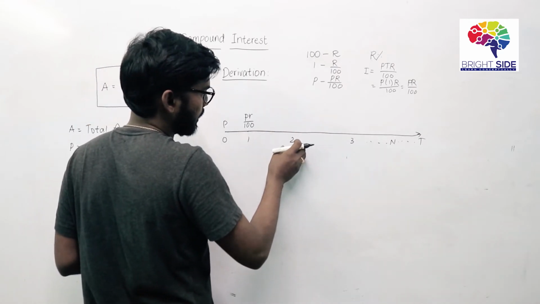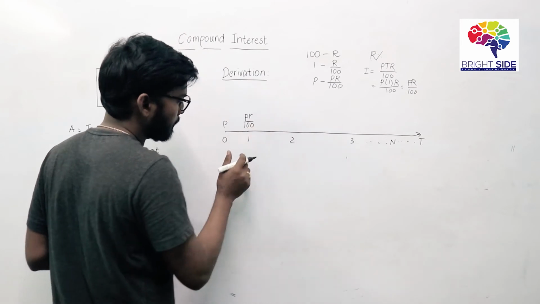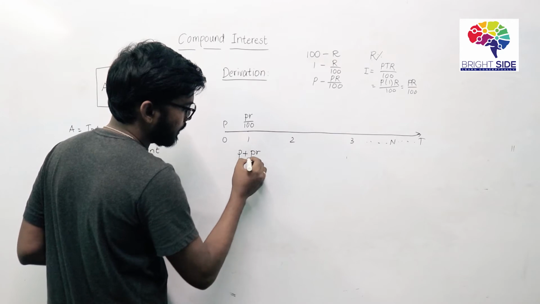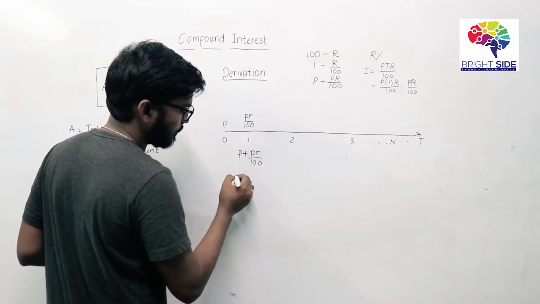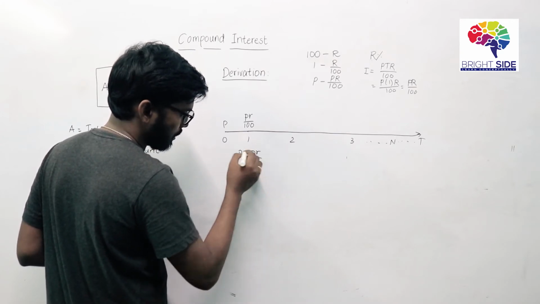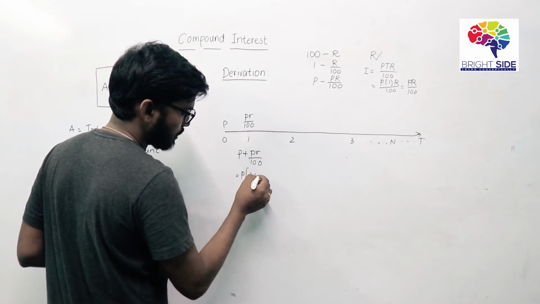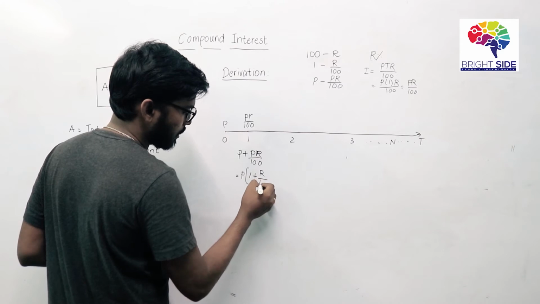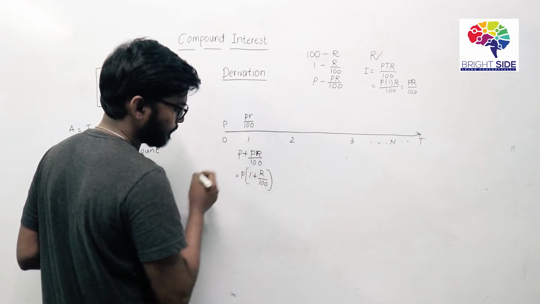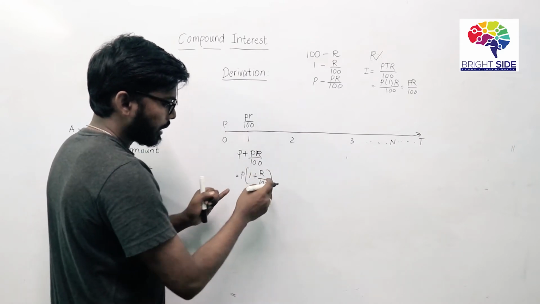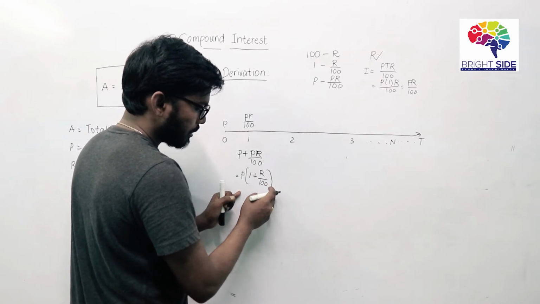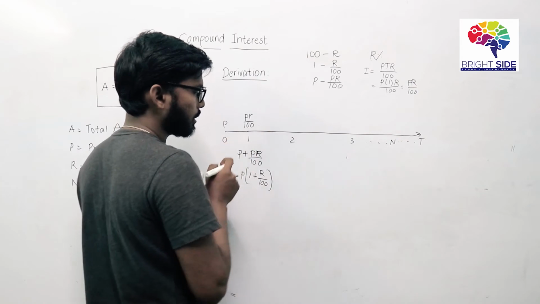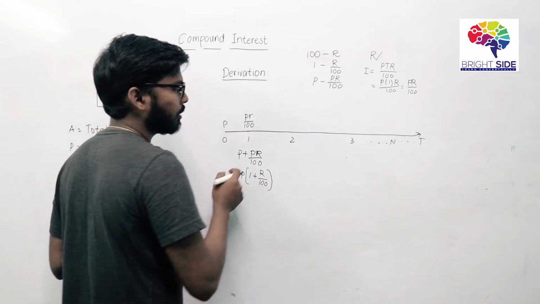So in the second year, this is the interest. What will be the total amount? Total amount will be P plus PR by 100, and simplifying it, that would be P into 1 plus capital R by 100. This is the total amount to be paid at the end of the first year. This will be the P for the second year. That is what I was telling you before.